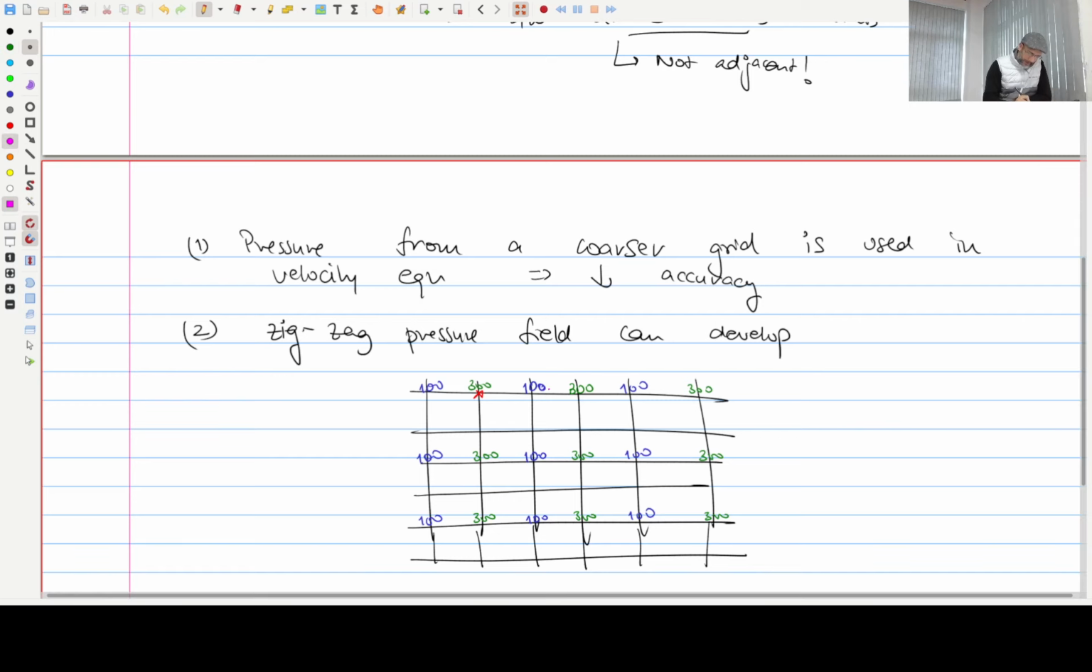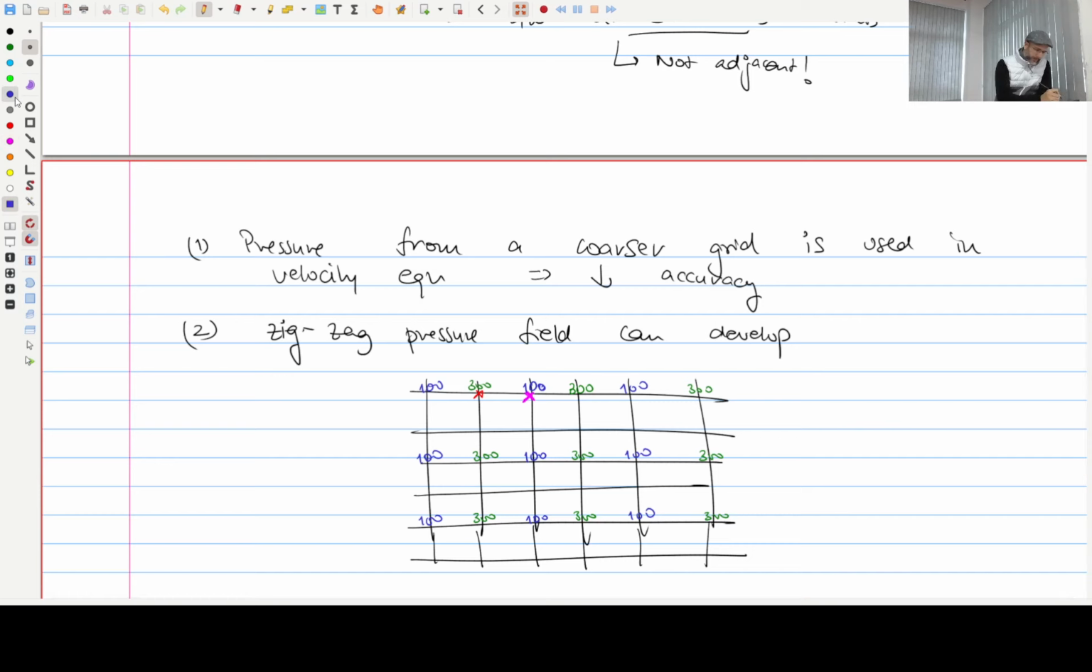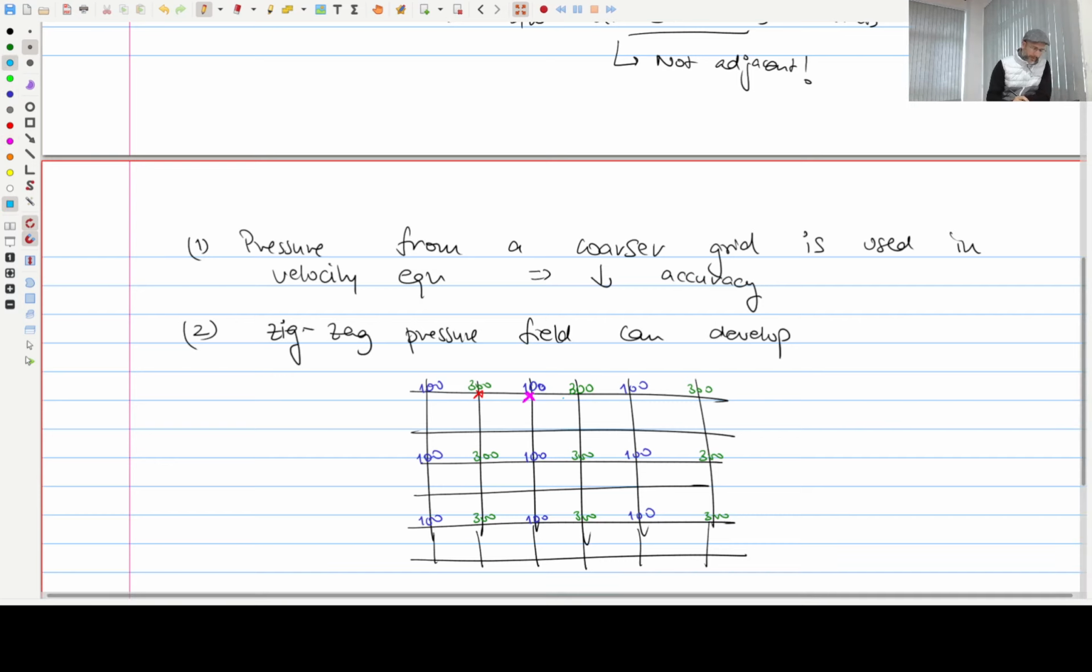So let's look at this pink node this time. What is the pressure force it experiences? This velocity cell takes an east and a west node for the pressure. East node pressure is 300. The west node pressure is 300. The difference is zero. So all the cells, when we are calculating the x and y velocities, will experience a zero force. Let's give some more numbers.